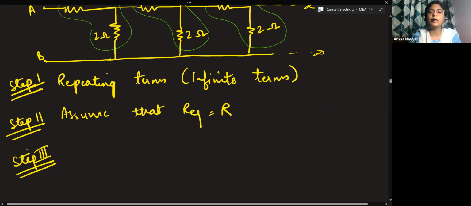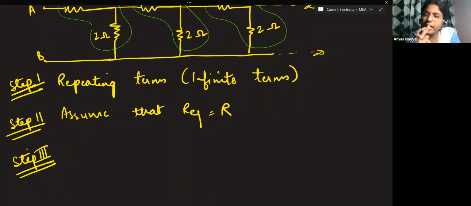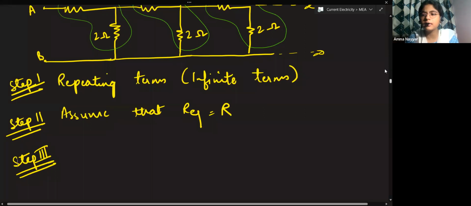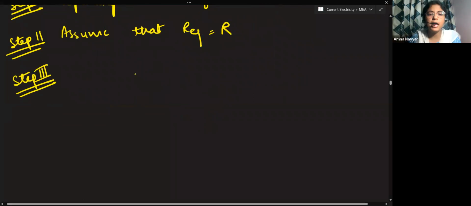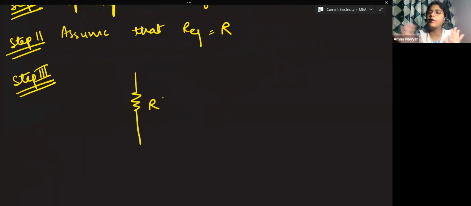Now see, if all these infinite series are repeating, and I add one more series to it, will there be any difference in my answer? Capital R is already there. That I know, capital R I have assumed. Capital R is the sum, the equivalent resistance, of all the resistors which were connected infinitely in series.